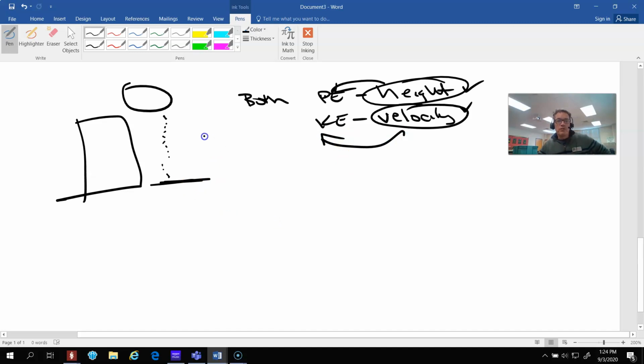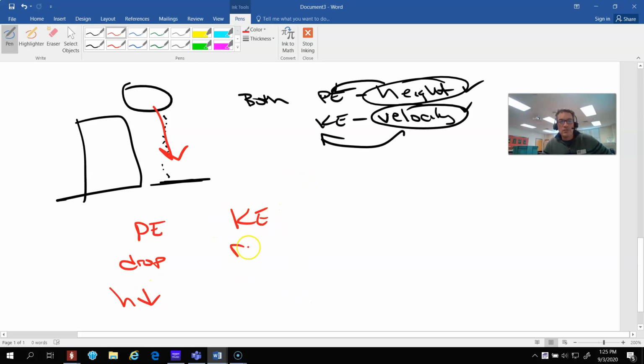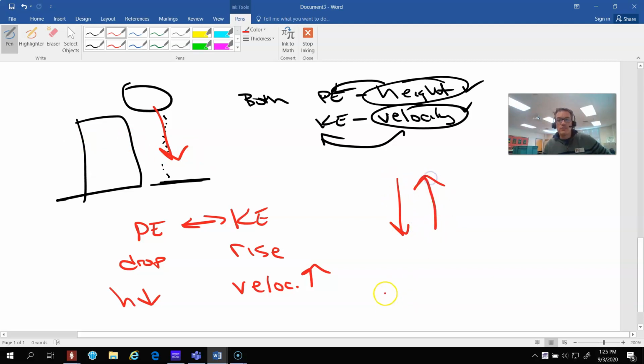Now what we would expect, though, as something was falling, is that the potential energy would drop. Why? Because the height is going down. And as it's falling, its kinetic energy should rise, because its velocity would be increasing. So there is a relationship between these two, and it's usually an inverse relationship with a falling object, at least, so that as one thing is going down, the other thing is going up.